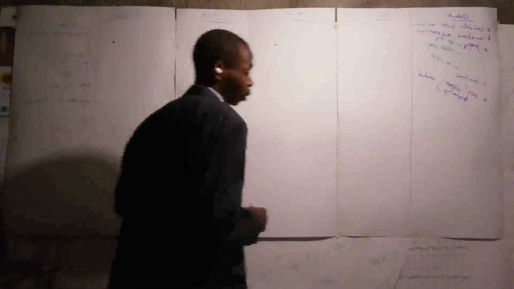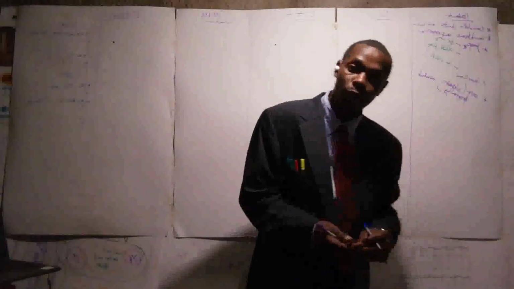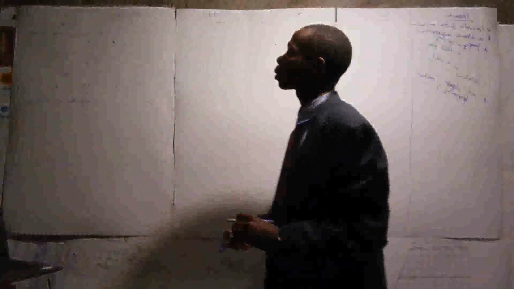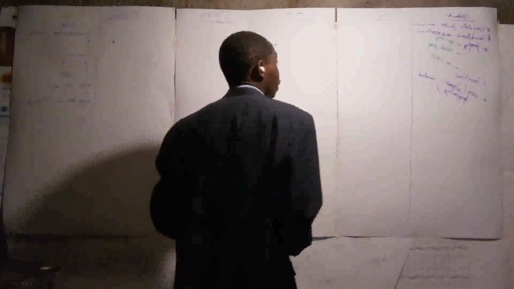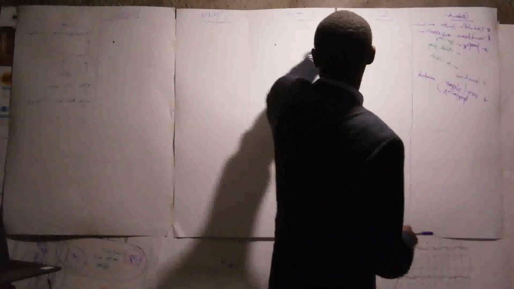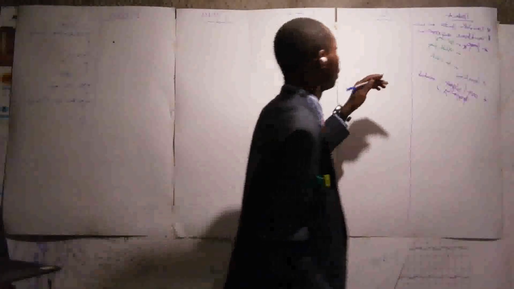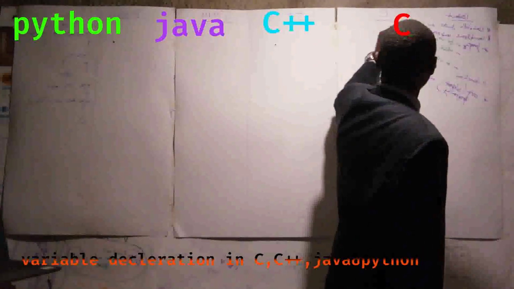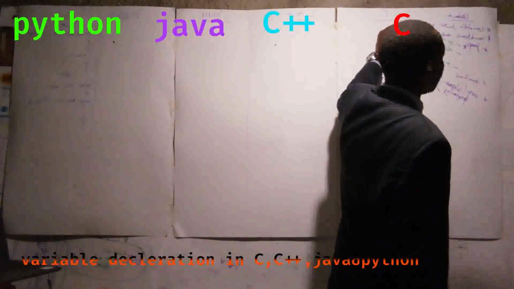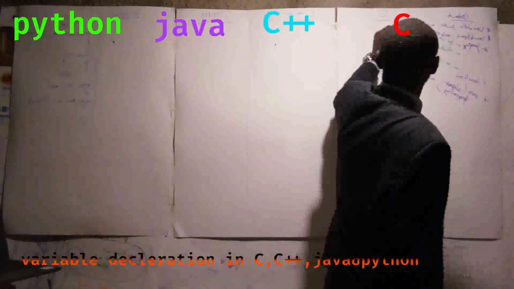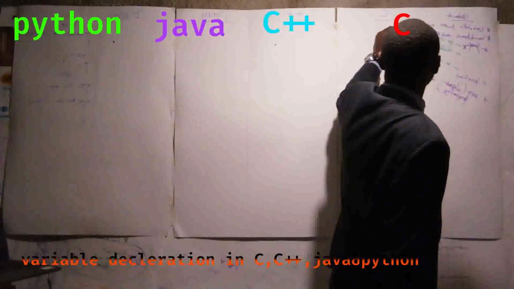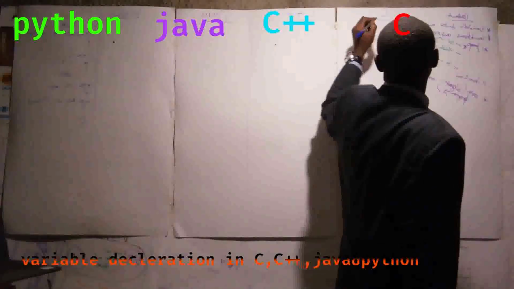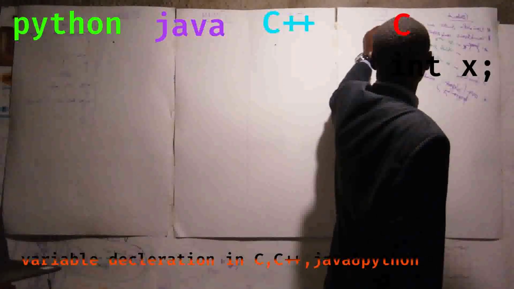So Python is scriptable when we're typing the code. The variable declarations in C should declare the variable and its data type. Suppose int main should declare the variable in C++. Java has the variable int x, then close.